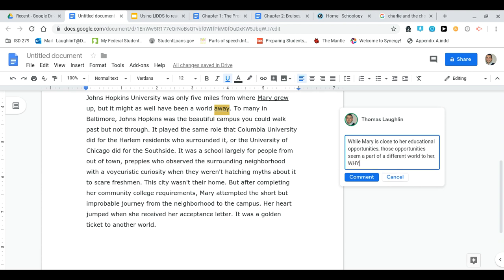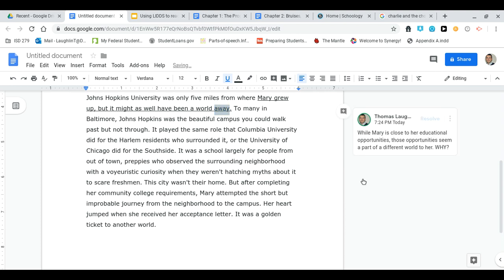Okay, now the question is, why? So let's see if we can answer that here, and maybe we can't, but it's something, if we can't answer it, that we can pay attention to. So he goes on, he says, to many in Baltimore, Johns Hopkins was a beautiful campus you could walk past but not through, which reinforces the fact that it's a different world.